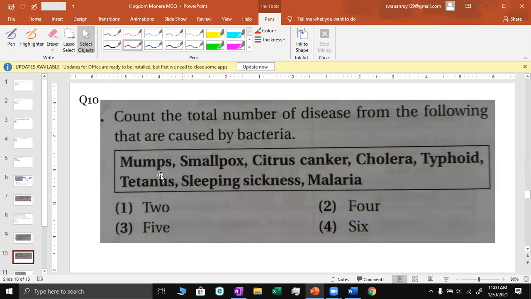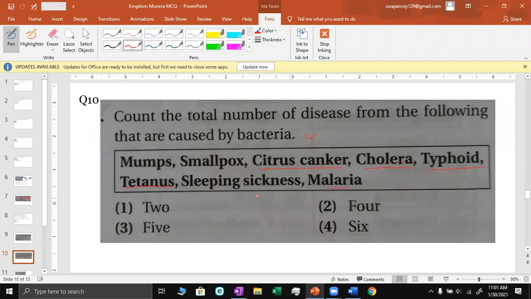Number 10. Here are some diseases: mumps, smallpox, citrus canker, cholera, typhoid, tetanus, sleeping sickness, malaria. Count the total number of diseases from the following that are caused by bacteria. From here, you have to identify how many bacterial diseases. So which one is bacterial disease? Tell me out of this. Say mumps and smallpox, these are viral diseases. All right. The citrus canker, cholera, typhoid, and tetanus, these are diseases caused by bacteria.